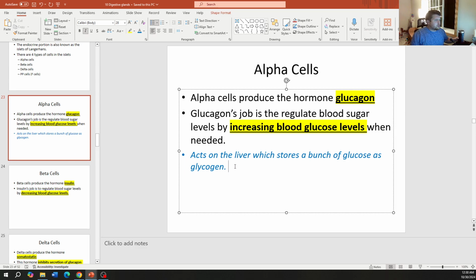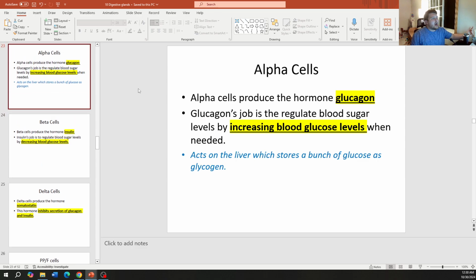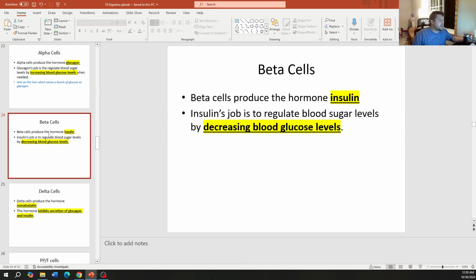And you'll talk more about this a lot in biochemistry as well, in a handful of other courses. So, alpha cells, glucagon to increase blood glucose. Beta cells produce insulin, and insulin decreases blood glucose levels. And what it does is it causes the cells of the body to uptake the glucose from the blood.